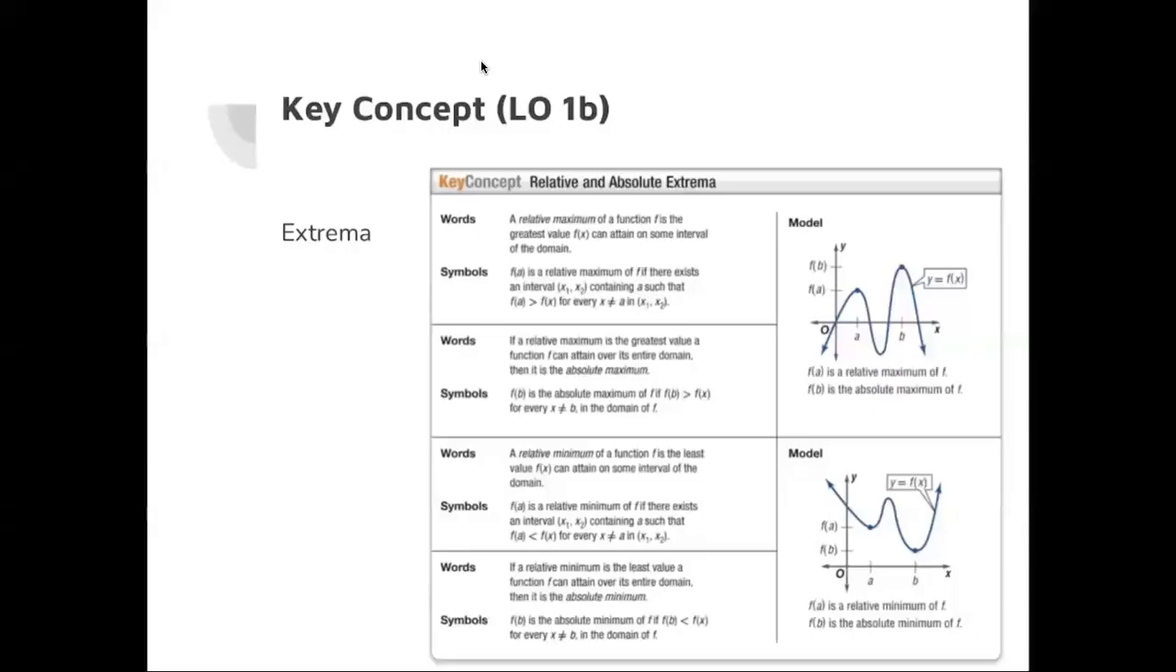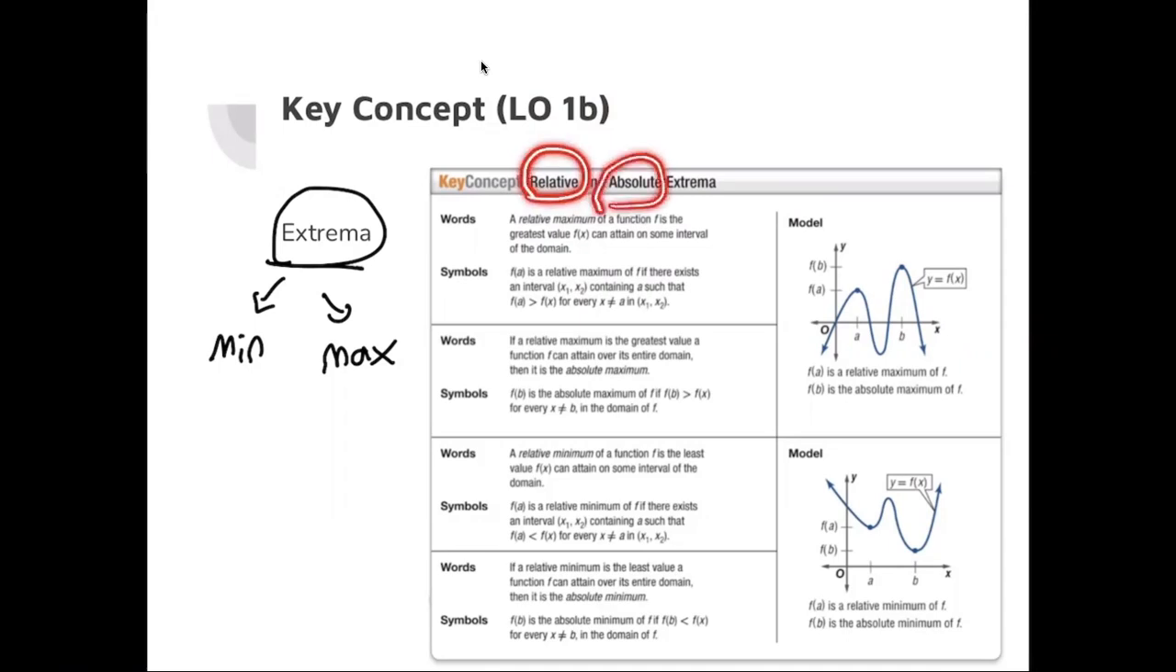Now let's dive into 1B and learn about extrema. First I'll explain what extrema is. Extrema are basically minimums and maximums. We call these extrema because we think that these are extreme values, right? So basically minima and maxima are the extrema. There are two types of extrema, which are relative and absolute.